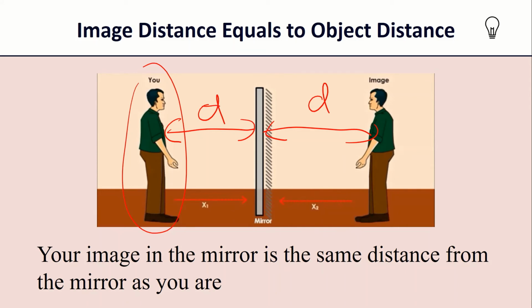Okay, so if you were to move closer to the mirror, you can try it later, or now if you already have a mirror in front of you, you will see that your image also moves closer to you. This is because you two must be at the same distance from the surface of the mirror itself. Okay, moving on.